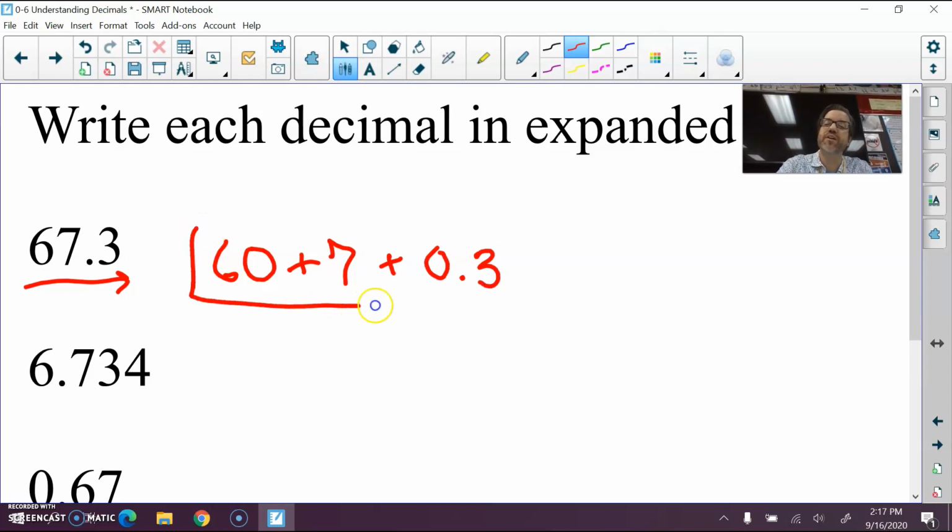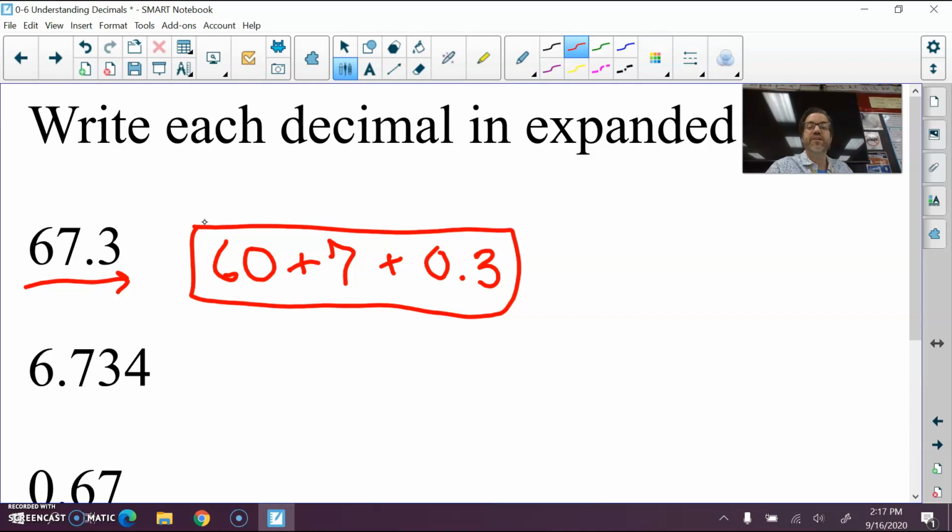And this is written in expanded form. 60 plus 7 plus 3/10 is the expanded form of 67.3. The only reason we write these in expanded form is so that we understand the value of each digit, because the digits don't just have 6, 7, and 3 for their values. It's really 60 or 6/10, 7 or 7/1, and then 3/10. And we're adding them together to get the value of that entire number.